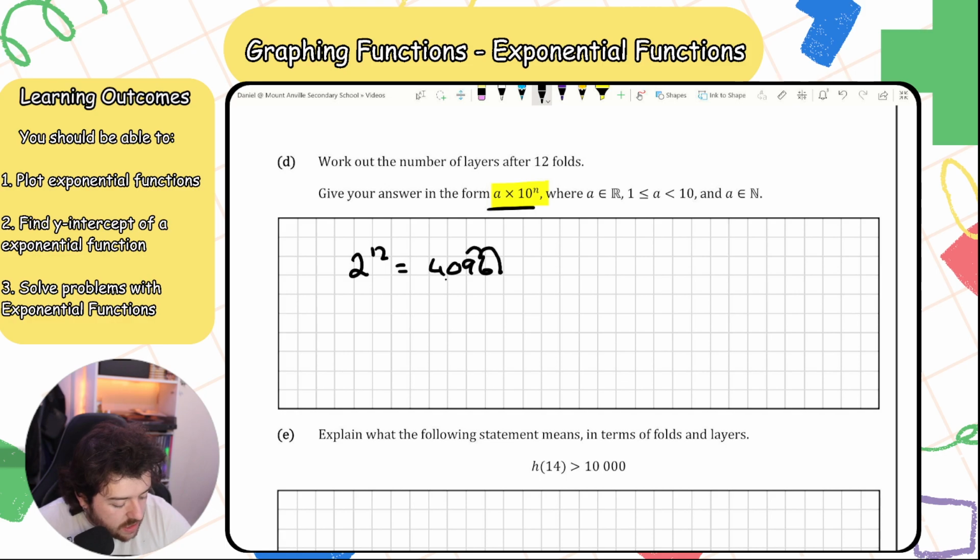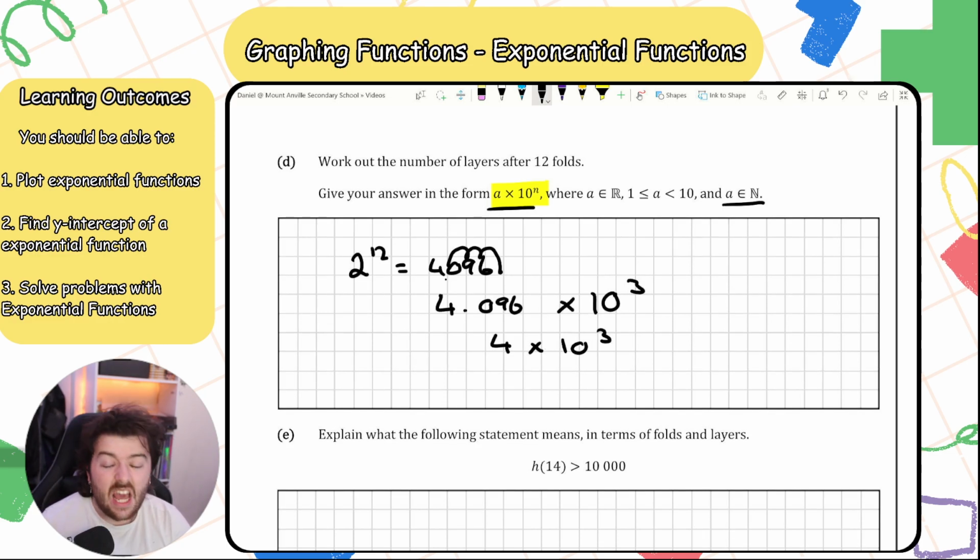So scientific notation, I have to bring this decimal point over to my first digit. So 1, 2, 3. So that's going to be 4.096. So to move this back to where it is, I have to multiply by 10 1, 2, 3 times, to be 10 to the power of 3. It says here A is an element of natural numbers, so this is going to be 4 times 10 to the power of 3. So it's just a guesstimation, and it's roughly 4,000.